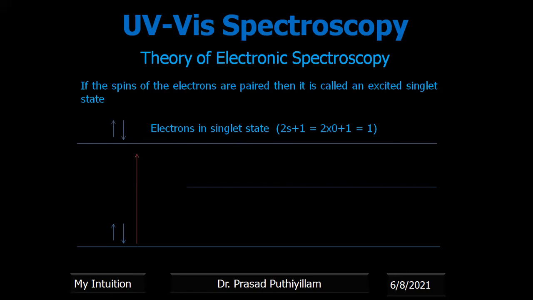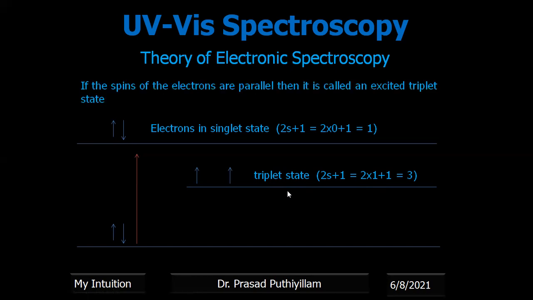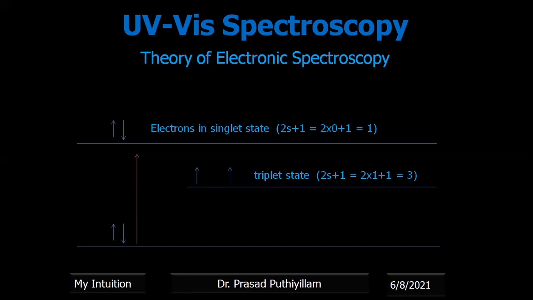Another possibility is getting, so here what is mentioned is that they are paired and we call it the excited singlet state. Another possibility is that they will be unpaired. They will not pair with each other, but when they are not pairing, they have to stay far away. That is known as the triplet state. Here the spin multiplicity, if you calculate, is 3. Therefore, we call it the triplet state. So the electrons are parallel to each other. They are not paired. They are parallel. The spins of electrons are parallel to each other. We call it the triplet state.